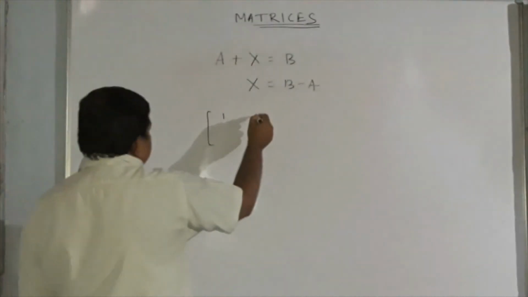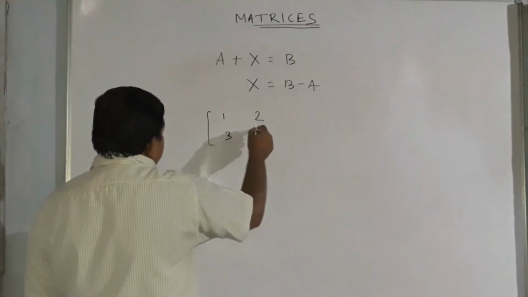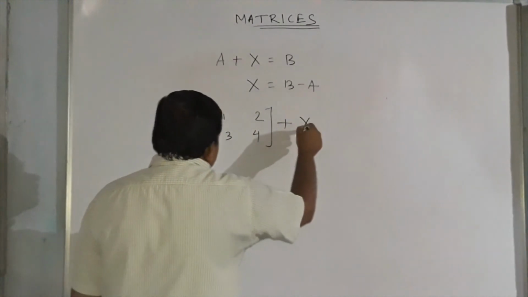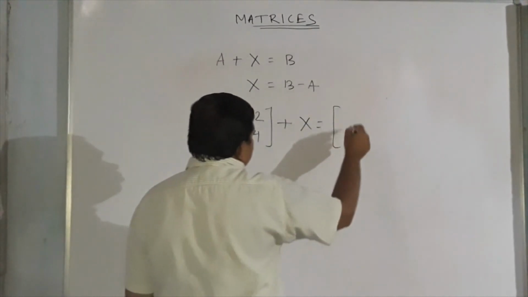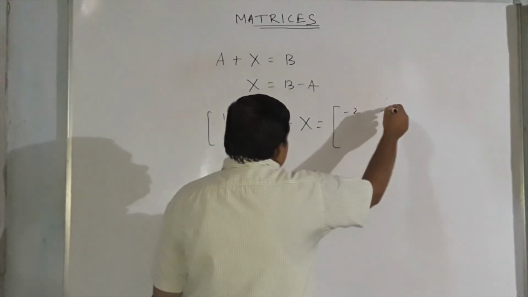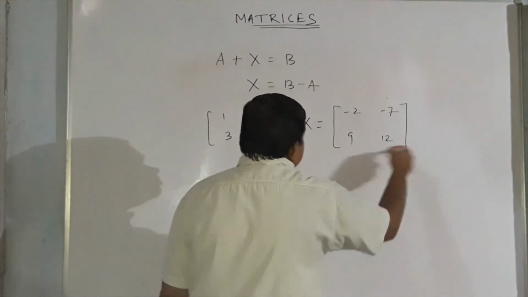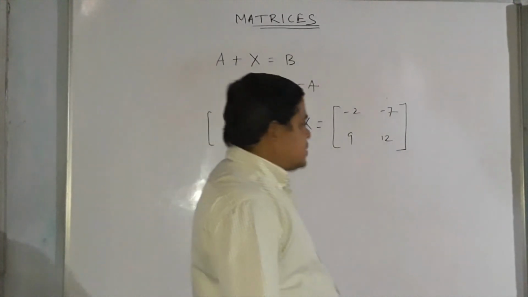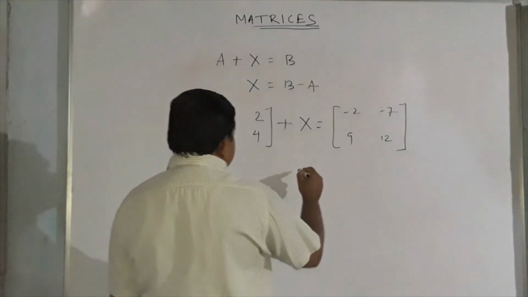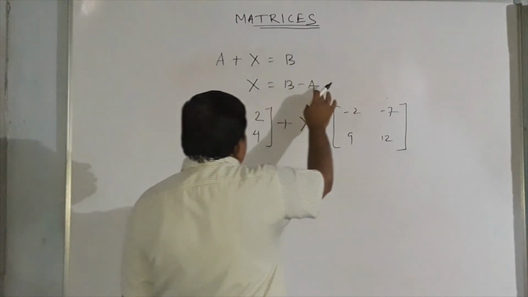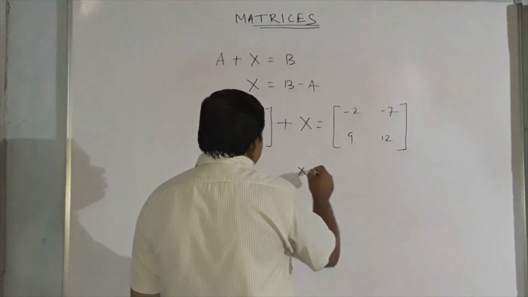Take one example. Matrix A is 1, 2, 3, 4, plus the X matrix which is asked, equal to B. Suppose B is minus 2, minus 7, 9 and 12. Now how do we get the X matrix? A plus X is equal to B, so X is equal to B minus A.